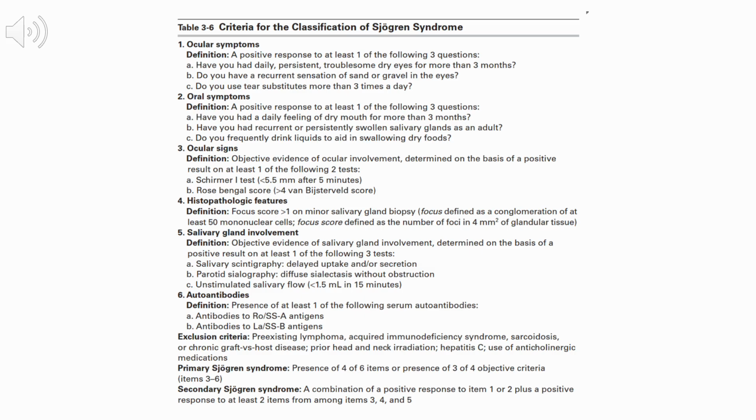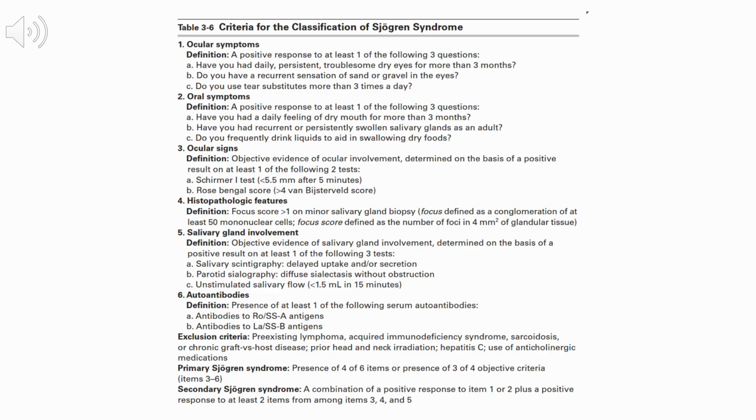Diagnosis involves identifying symptoms of ocular or oral dryness, such as persistent dry eyes or dry mouth lasting more than 3 months, combined with at least 2 of the following objective findings: abnormal ocular tests, such as Schirmer test less than 5.5 millimeters or positive rose bengal staining; histopathologic evidence from a minor salivary gland biopsy, focus score greater than 1 per 4 millimeter squared; salivary gland dysfunction such as low unstimulated flow or abnormal imaging; or presence of specific autoantibodies, anti-Ro or SSA, or anti-La or SSB.